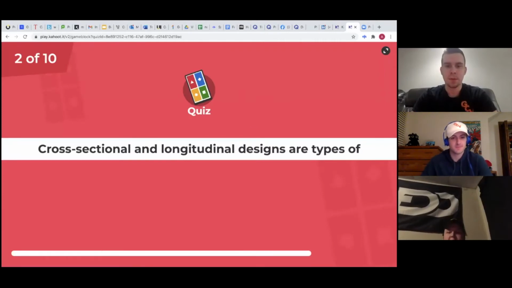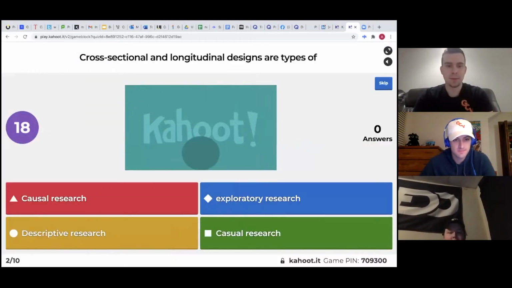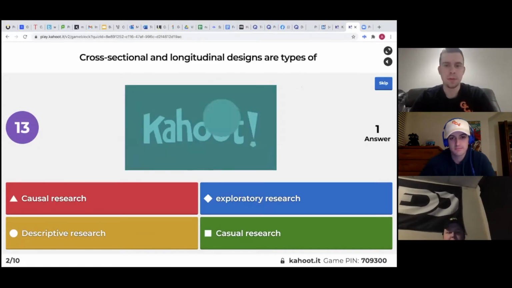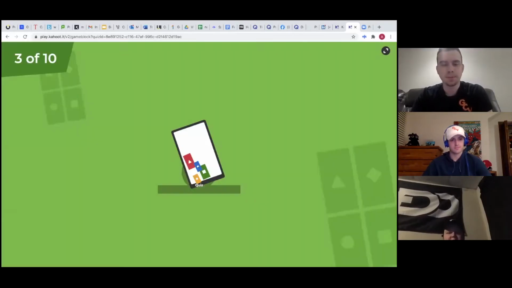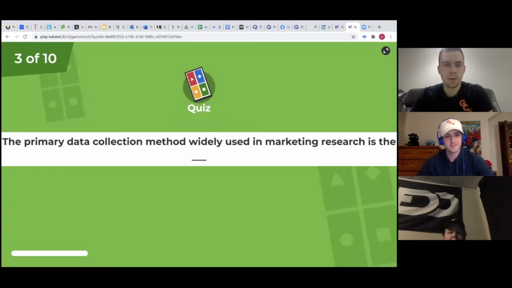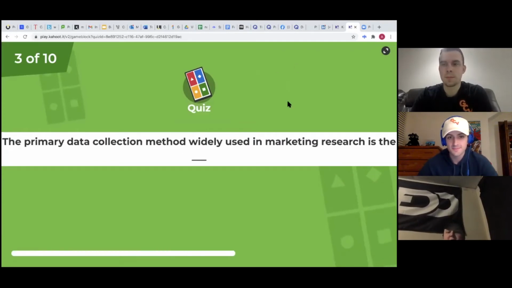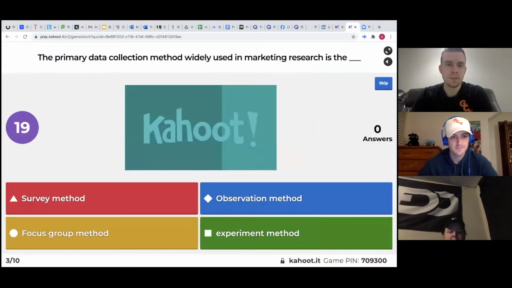Cross-sectional and longitudinal designs are types of what? Damn. The first few questions are the ones I have the midterm on Thursday, so I was doing those for myself as well. There you go. The primary data collection method widely used in marketing research is the blank method.